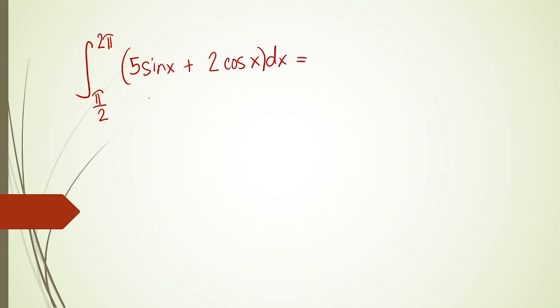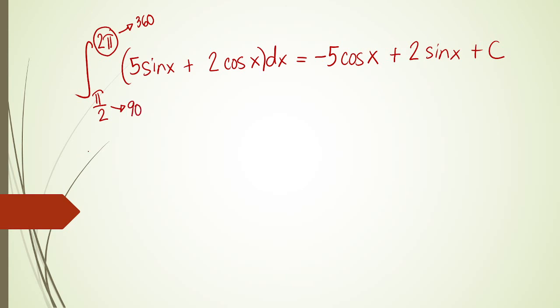What is the integral of sine x? Negative cosine. So this will be -5 cosine x, right? Yes, sir. What is the integral of cosine x? Sine x. So positive. So this is 2 sine x plus c. Okay. What is the value of 2 pi in degrees? 360. And the value of pi over 2? 90.